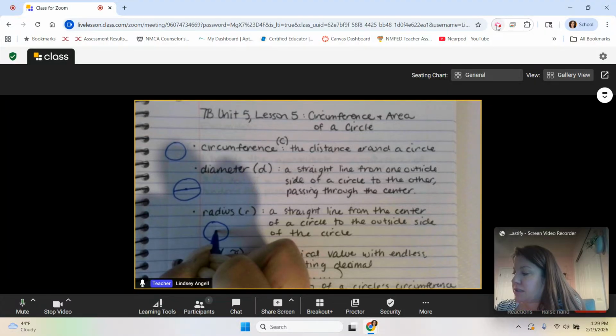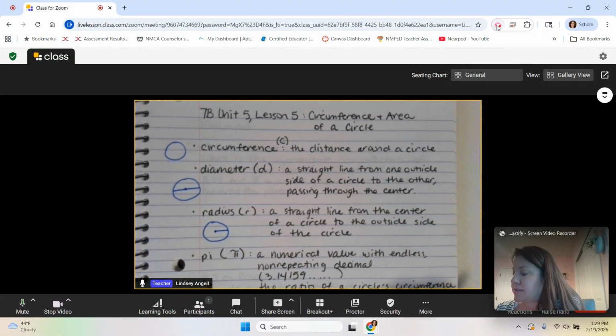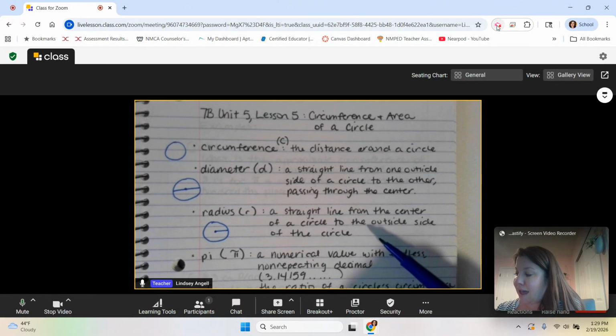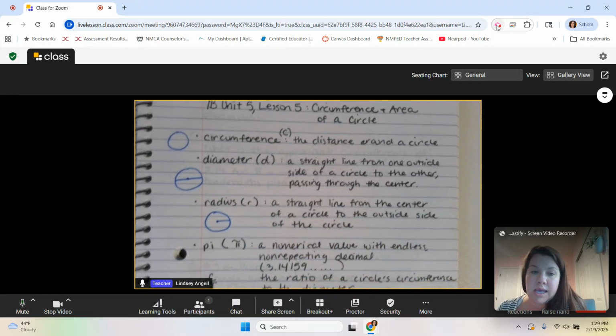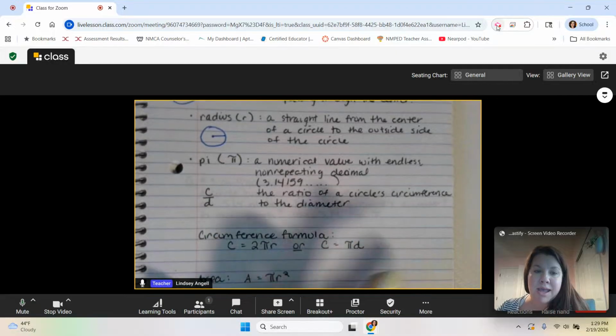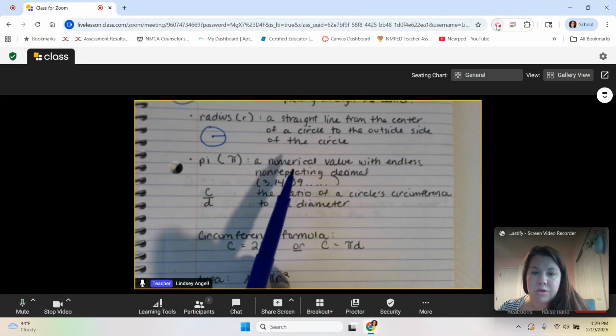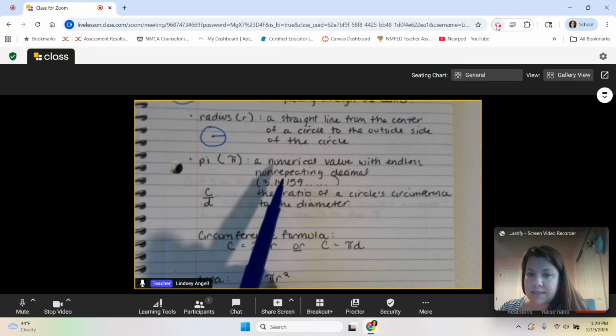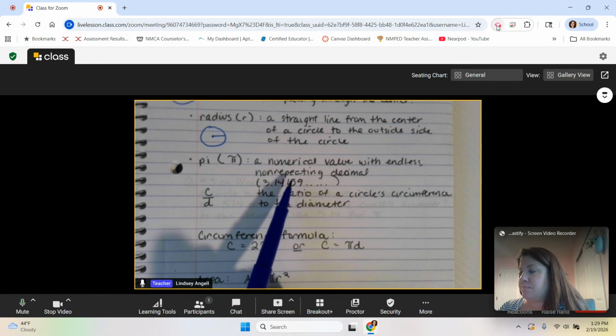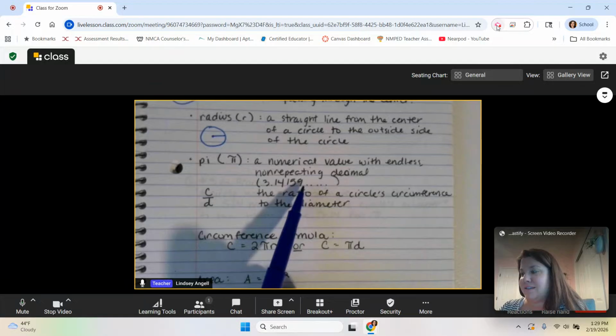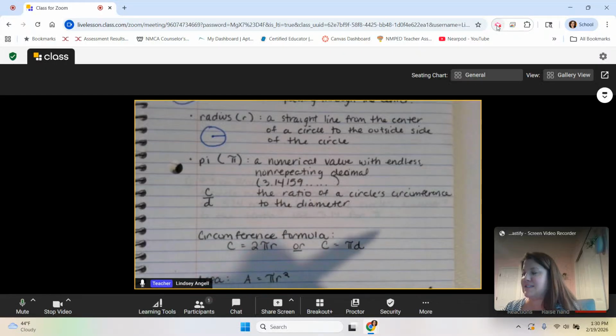So if we have a circle, it's from the center to the outside edge. So a straight line from the center of a circle to the outside of the circle. And then we have pi. Pi is a numerical value with an endless non-repeating decimal. So it's 3.14159, right?